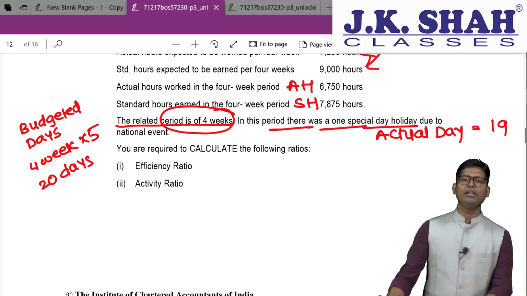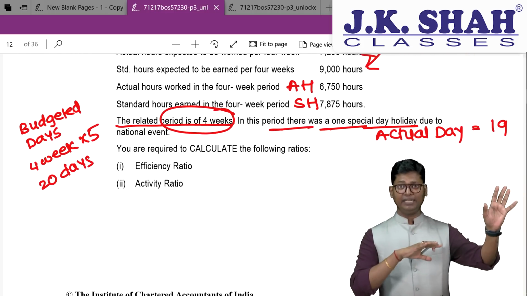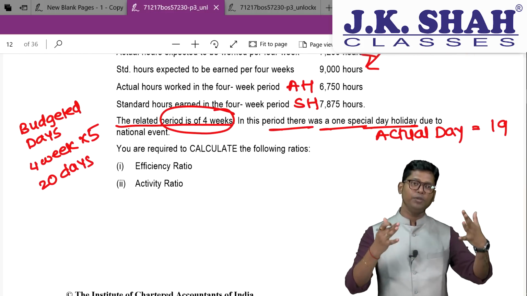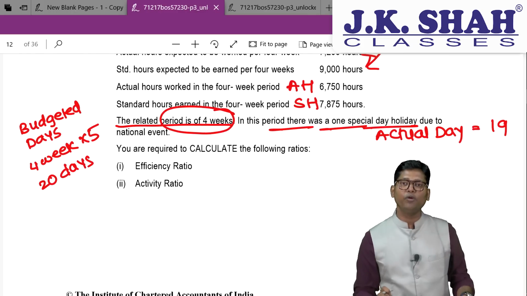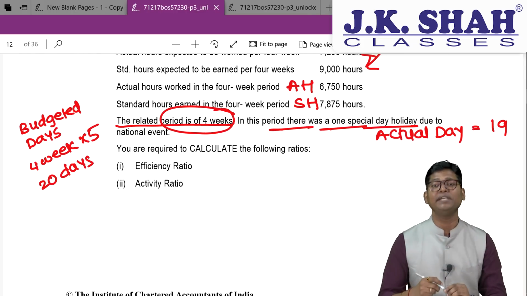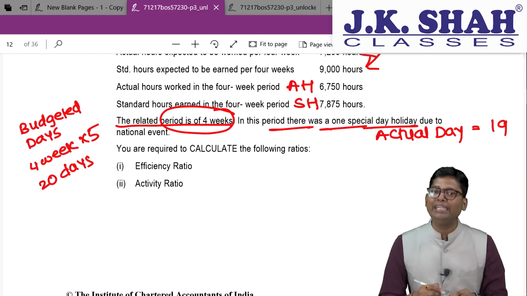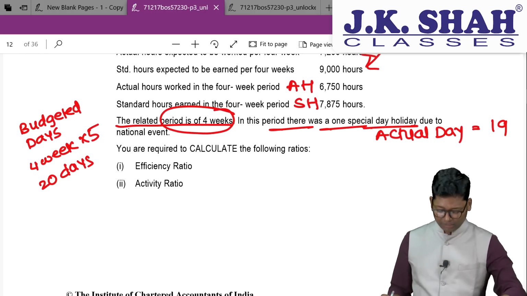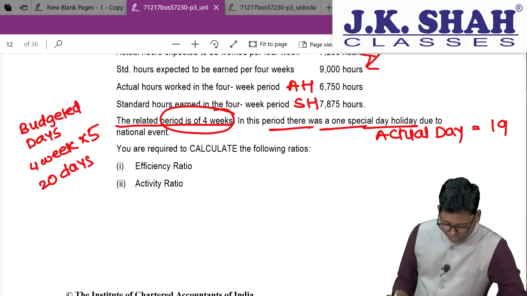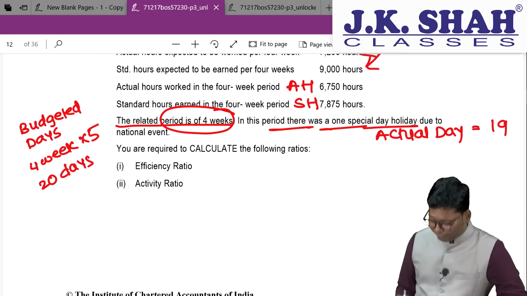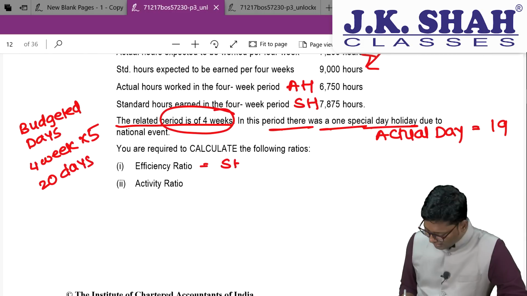There are 20 days available. When you prepared your budget in the beginning, you estimated that your workers are going to work for 20 days. But because of one special day holiday due to a national event, only 19 days were actually worked by the workers. Now the question is asking you to calculate some ratios. My first ratio is the efficiency ratio. The formula for the same is standard hours upon actual hours.